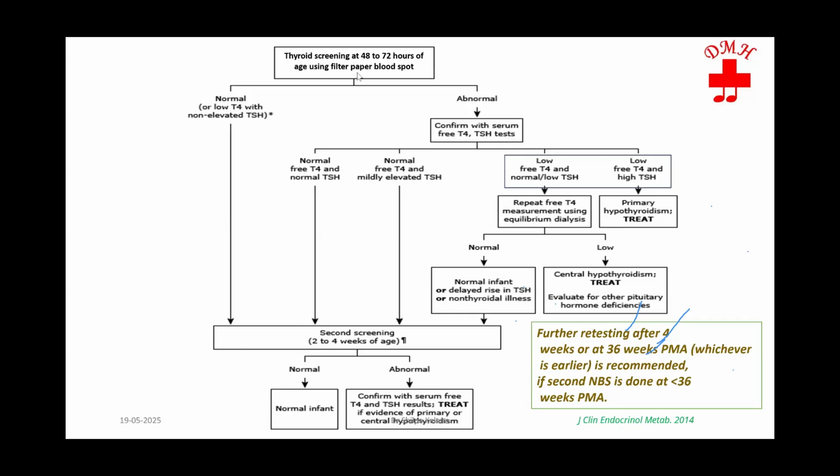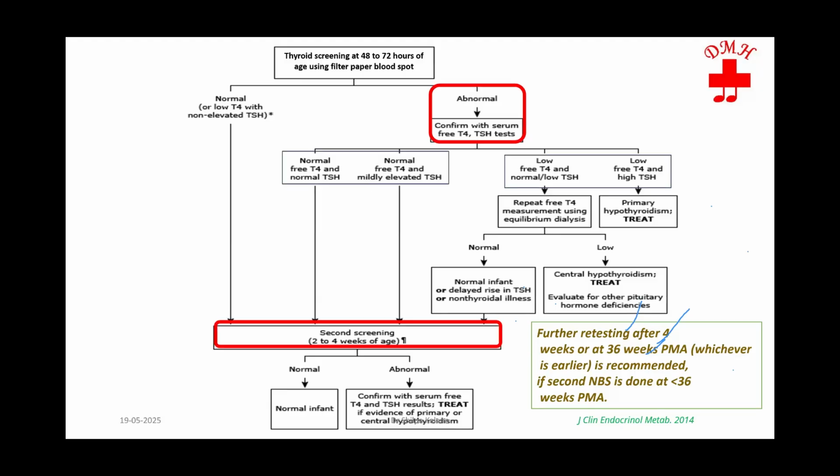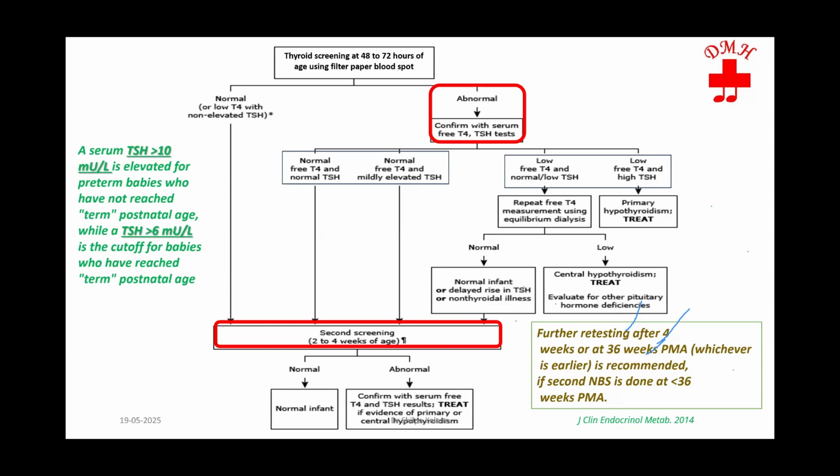Okay. So the important thing is to do thyroid screening between 48 to 72 hours. If the reports are normal, we repeat the test at 2 to 4 weeks of age. Normal, then we do not have to repeat. If the reports are abnormal, then we have to treat the baby and investigate. Serum TSH of more than 10 milliunit per liter is elevated for preterm babies who have not reached term postnatal age, and a TSH of more than 6 milliunit per liter is the cutoff for babies who have reached term postnatal age.